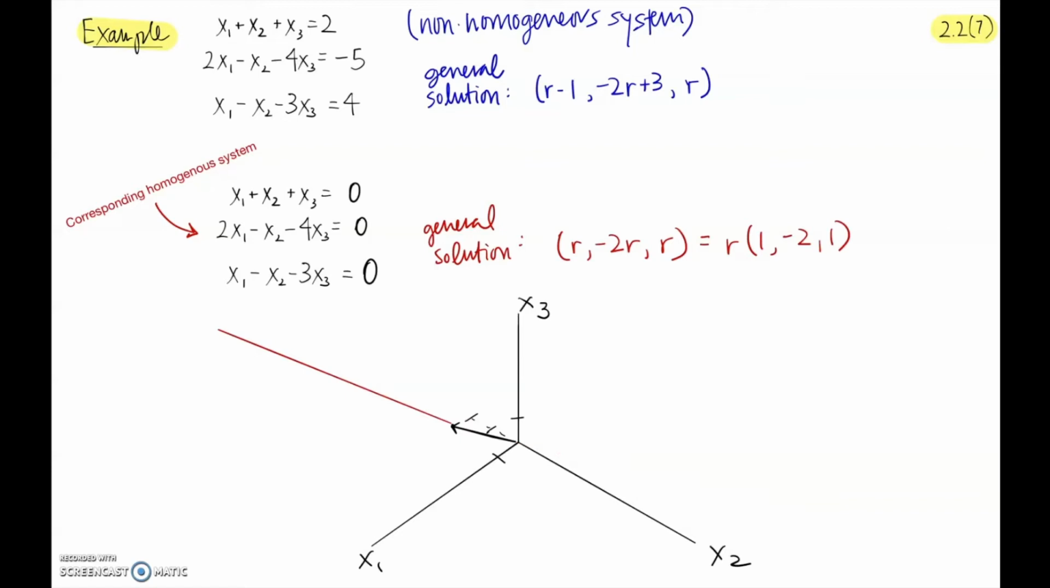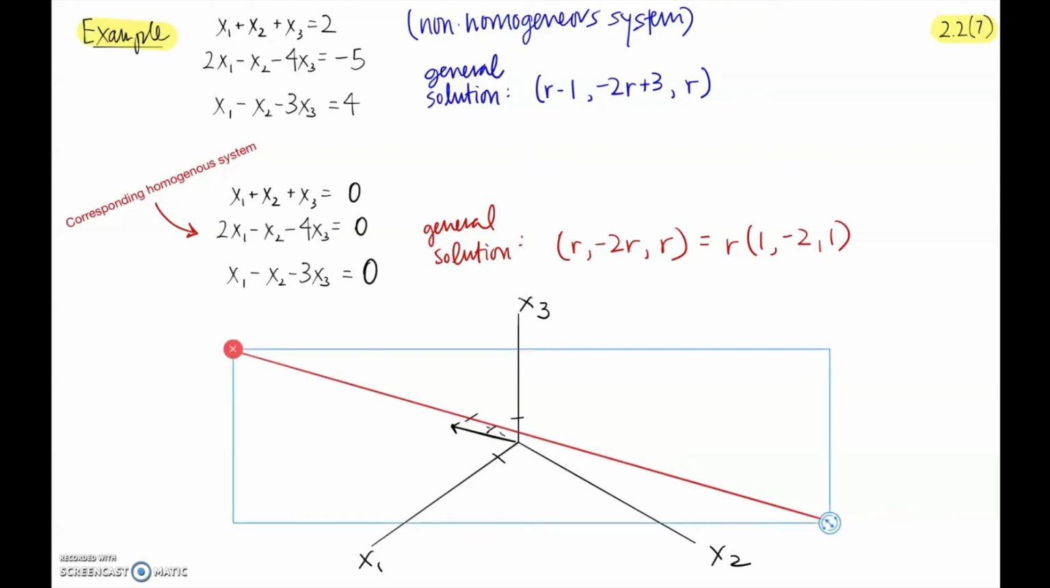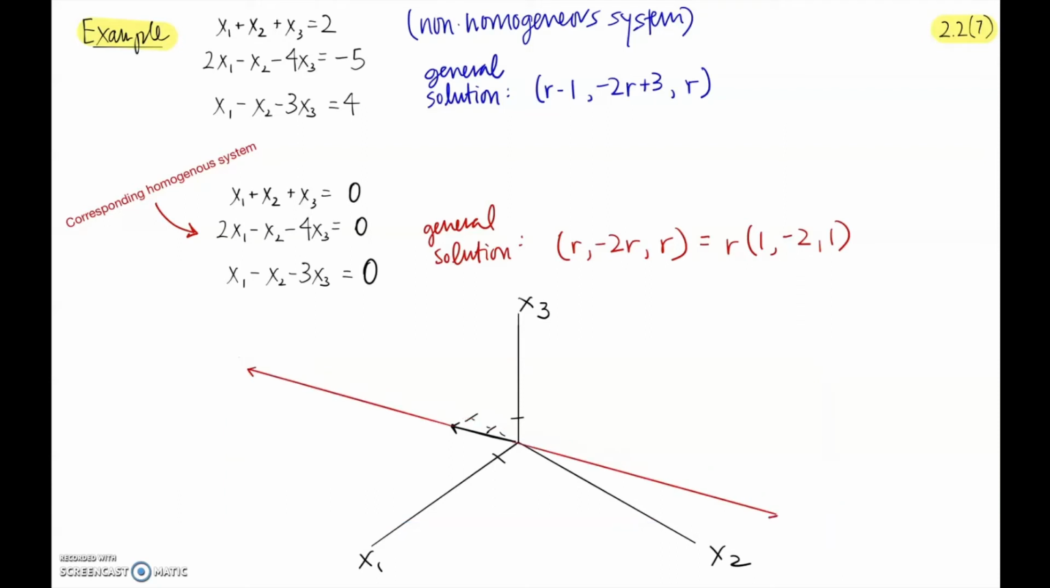Let's try that again. Go kind of slow here. It's going to be this straight line through the origin. That didn't go very well. Okay, let's move this line to make it fit the vector. Okay, this is a little better. These are all the solutions to the homogeneous system here on this line.